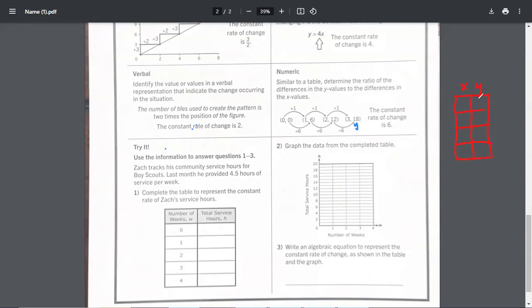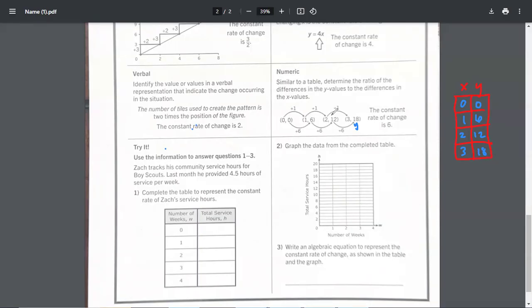I can say that this is my X, this is my Y, and then I can actually plug in those numbers. So (0, 0) will be 0, 0. (1, 6) will be 1, 6. (2, 12) will be 2, 12, and then (3, 18) will be 3, 18. So this table and these ordered pairs, it's the same thing. Okay, they're just showing it to you in 2 different ways.